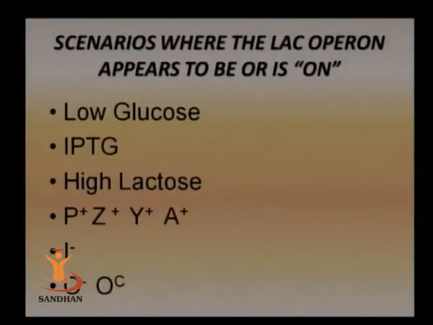And the last condition is known as O minus, or you may say OC. OC is called constitutive mutants. Constitutive mutants means the operator has been mutated in such a manner that it is converted from inducible form to constitutive form.